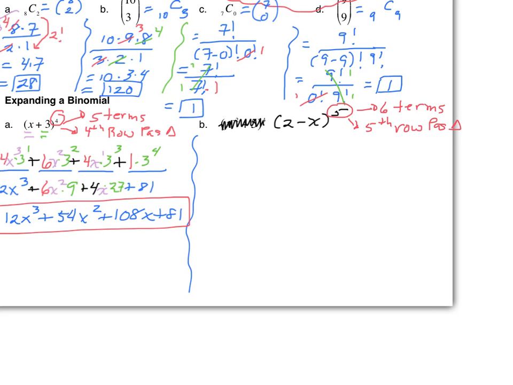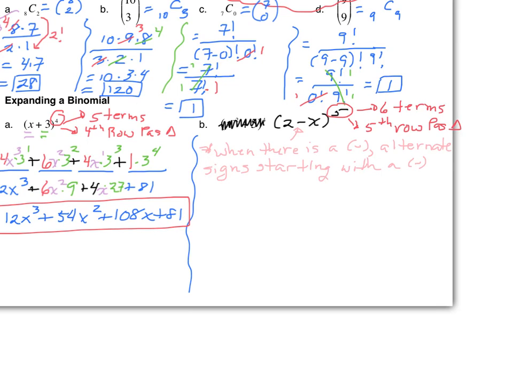All right, so before we can do that, though, we have to address the fact that we have this negative right here. So write yourself the following note. When there is a negative, alternate signs starting with a negative. Now the first term is always positive.